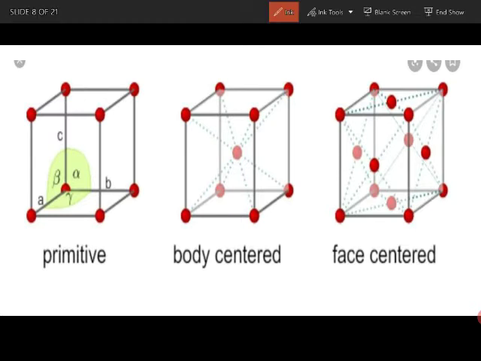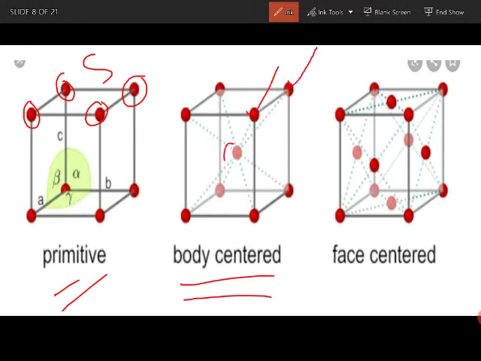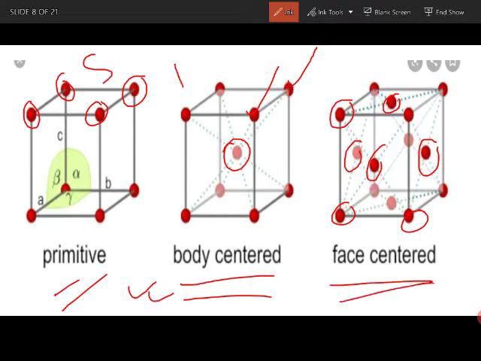From here only you will understand. See, primitive means simple. Simple means the atoms are present only at the corners. Check this. Body centered means the atom is present at the corners along with the body. Face centered means atoms are present at the corners, but they are present at the 6 different faces also. Am I clear? So body centered means one more inside the body, and in face centered you have atoms at the corners as well as on 6 different faces.